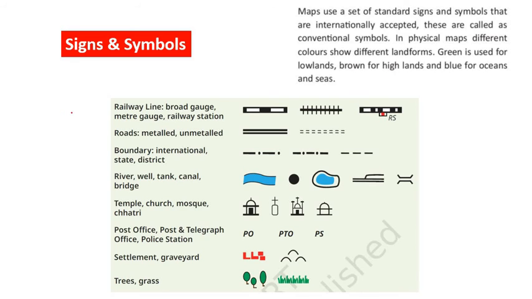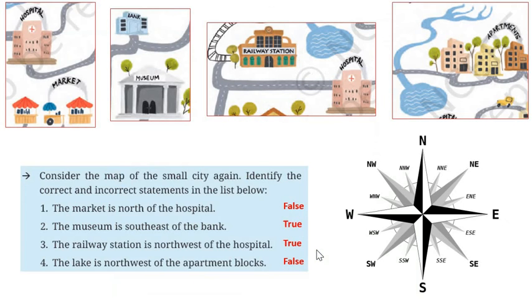See here, railway line, broad gauge, meter gauge, railway station. This is railway station. Road, metalled and unmetalled. So this is metalled road, this is unmetalled road. This is the river symbol, this is the well symbol, this is the tank symbol, this is the canal symbol. Now this is the symbol for trees, this is the symbol for grass. This is the symbol for settlement, this is the symbol for graveyard. Okay, there are so many symbols.